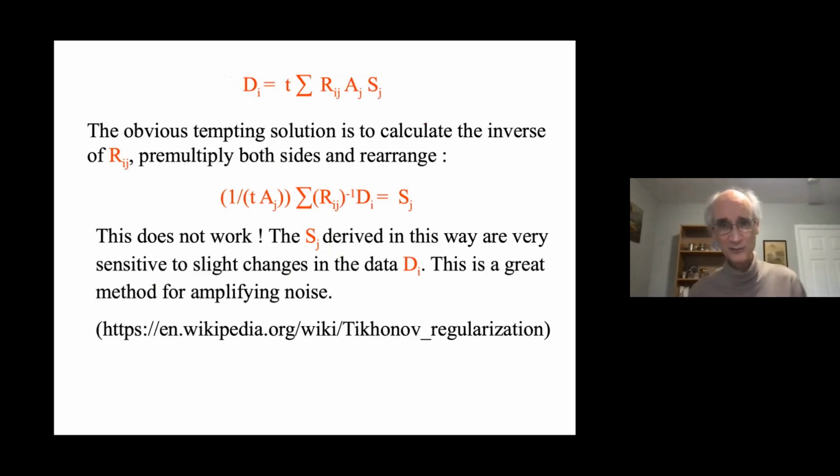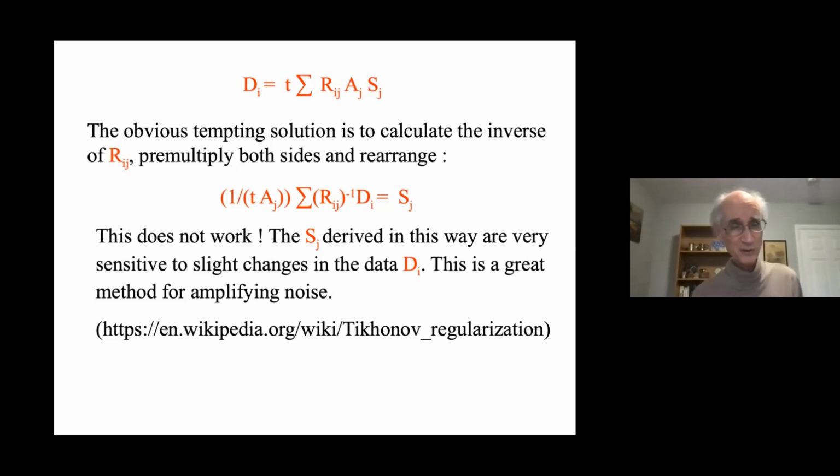If you've done any sort of matrix manipulation, as you probably did in first year as an undergraduate, you know that the way to solve a problem like this is to calculate the inverse of the matrix, pre-multiply both sides and rearrange it. And in mathematics, that works fine. In astronomy, it doesn't work. What you find is that the S_j's you derive are very sensitive to slight changes in the data. You've basically got a great way of amplifying noise.